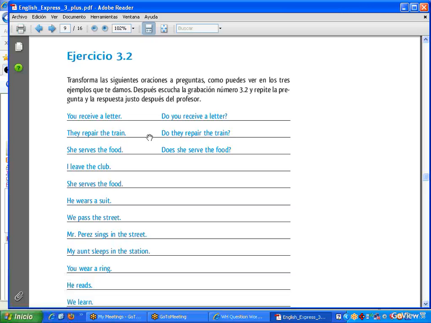They repair the train. Ellos reparan el tren. We say, do they repair the train? And she serves the food. So we make a question. We take the S. We put it on the auxiliary verb do. Does she serve the food? Ella sirve el alimento. Does she serve the food? So let's see. I leave the club.